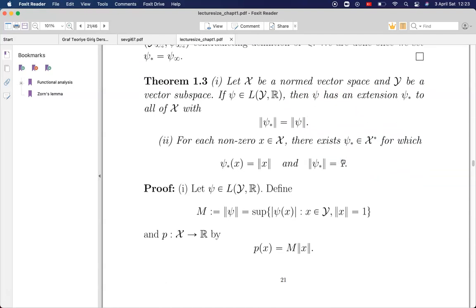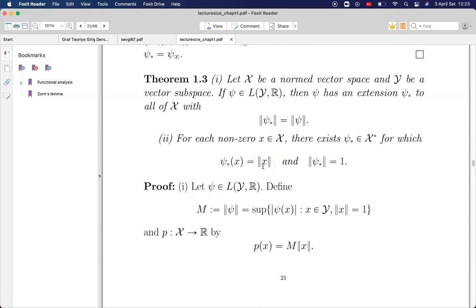Şimdi bakalım. So let's pick some psi in the bounded linear functionals on y, and let's define m to be the norm of psi, which is given by this expression. And let's define a positively homogeneous subadditive functional p by p of x equals m times the norm of x. This is defined on x.